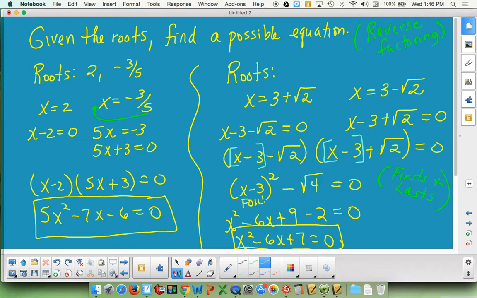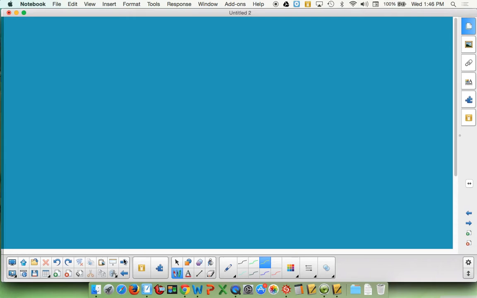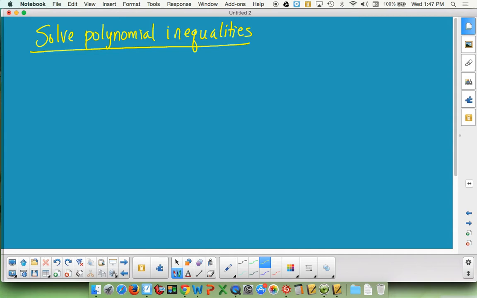So that's the second part of today's lesson. And then the third part is going to bring back something you guys have gotten really, really, really good at in the last month or so. We're going to solve polynomial inequalities. Okay, so what does she mean by a polynomial inequality? Well, exactly that. It's a polynomial, but in this case, it's going to have an inequality such as a greater than or a less than in it, not an equal sign.